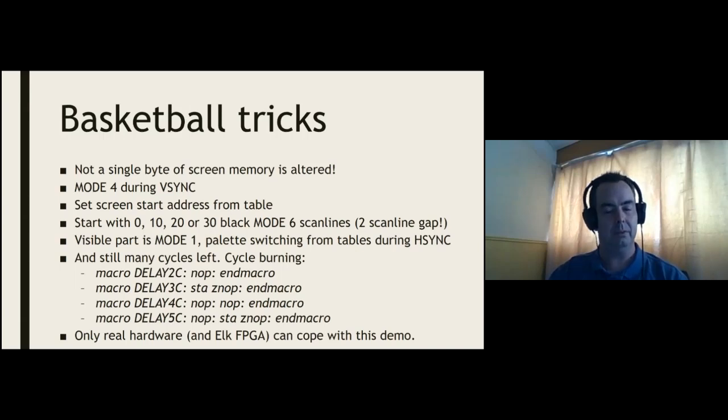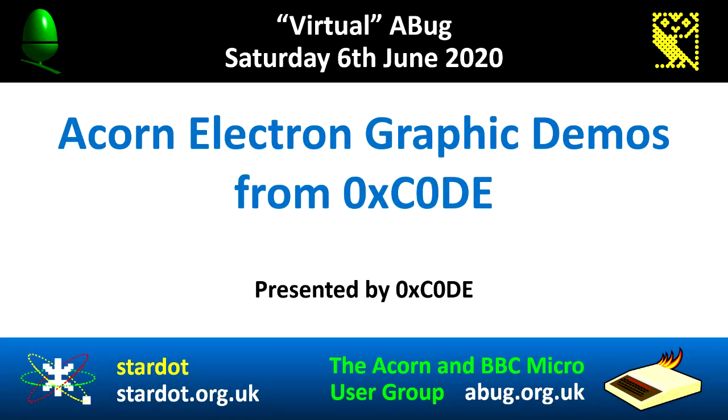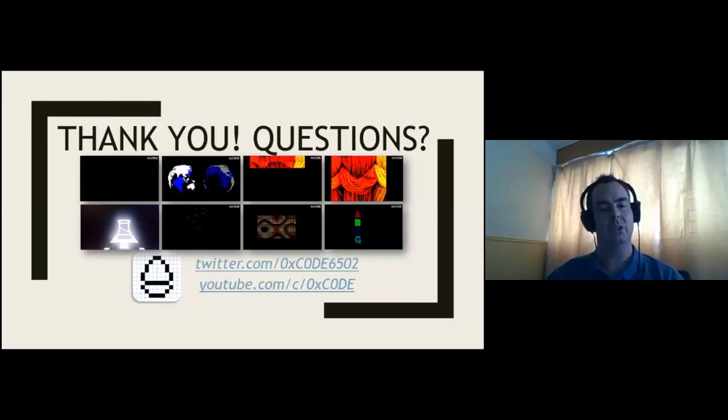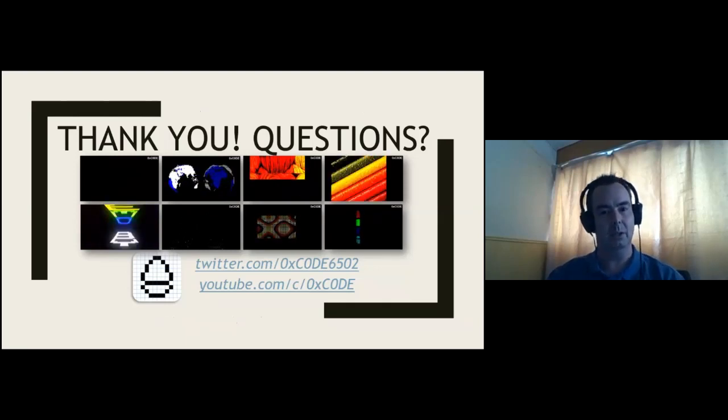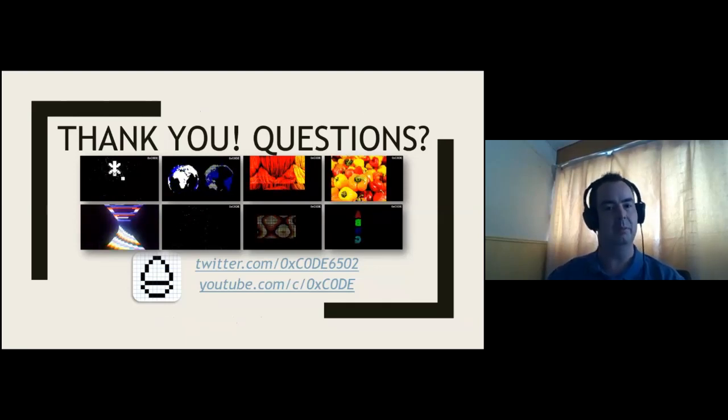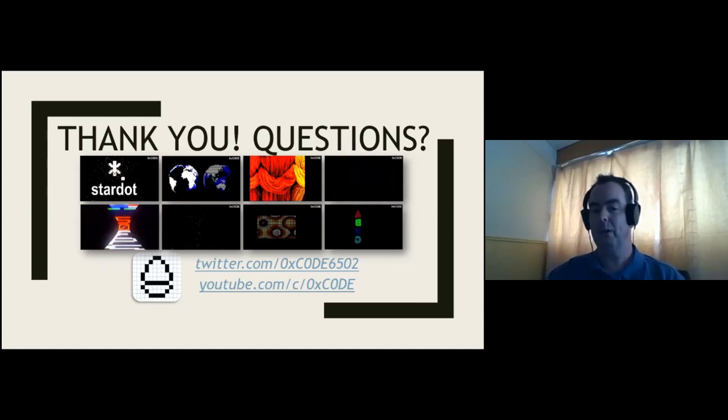And I found that only real hardware, a real Electron, can cope with this kind of demo, a stable raster demo. But Dave Banks, he made it happen also on the ELK FPGA, but start any emulator and you will find that it cannot run this demo so far, including my own emulator. And this is my final slide, which shows a few more of my demo effects, which I've made in the past couple of months.